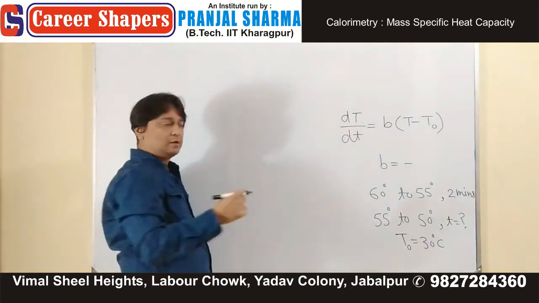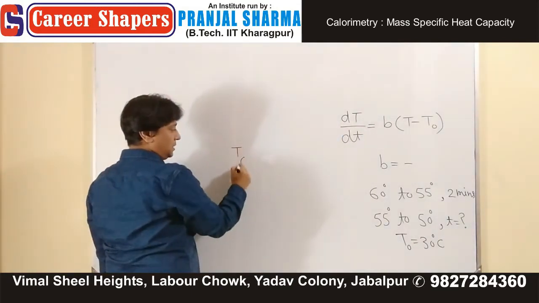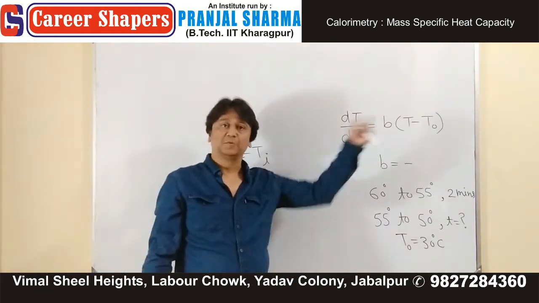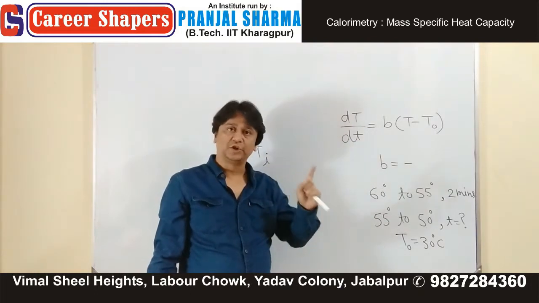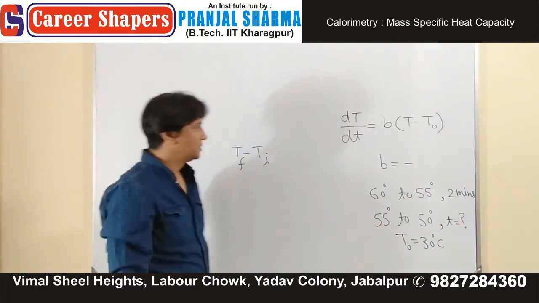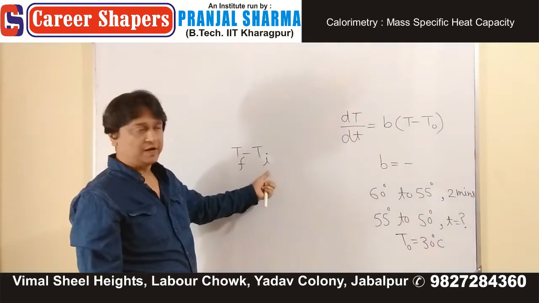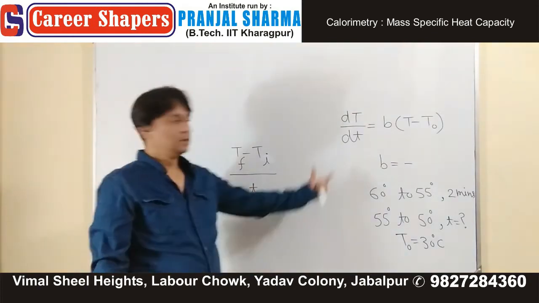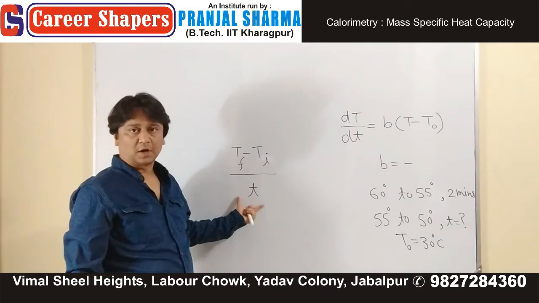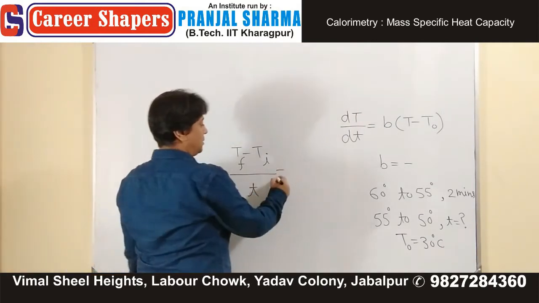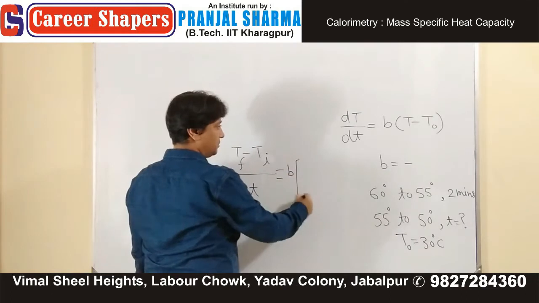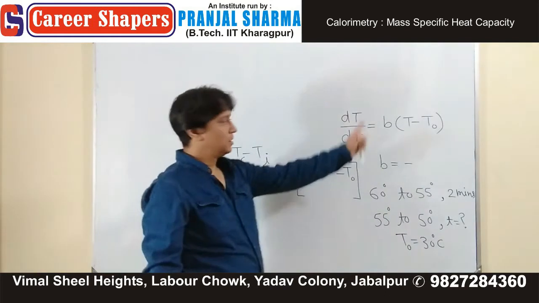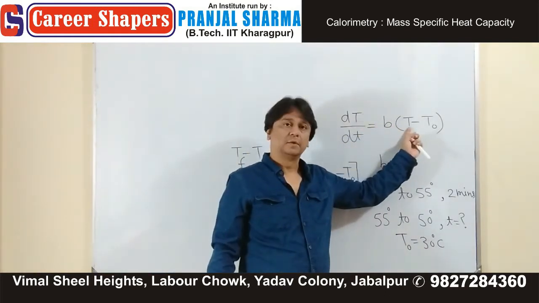This dt, call it T final minus T initial. Mathematically dt is a small change, but let's say this is T final minus T initial divided by T. This dt is time. Constant B times T minus T naught. What is this T?